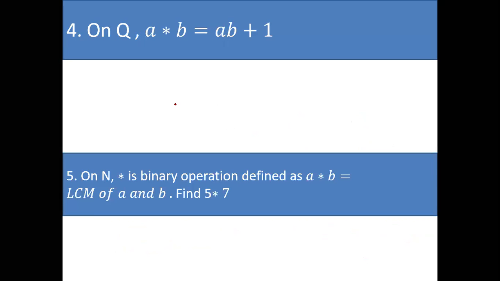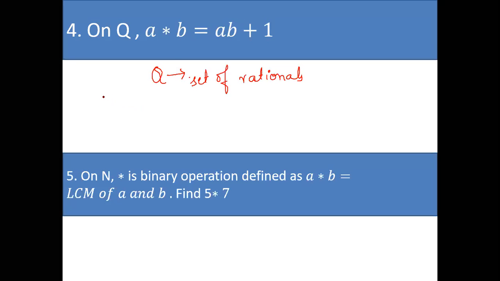So what is the next question? On Q, what do you mean by Q? Which set is this, students? Q is a set of rationals. Are you listening to me or not? Set of rationals. I don't want unwanted chats in the chat box. Only if it is related, then you can type something. Okay, so Q is nothing but the set of rationals.